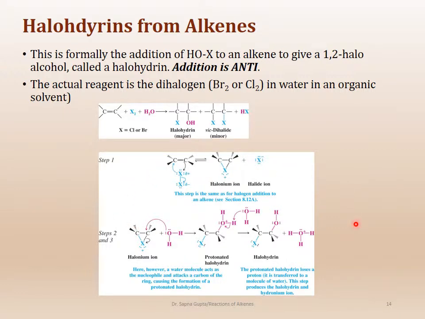And halohydrin formation tells you also that when you're trying to do halogenation, try not to have any water there in case you don't want any halohydrins. So it also tells you the reactivity of your alkenes. In some cases you may want to make this, but in some cases you may not want this. So in those cases you have to be careful not to have any water when you're doing any halogenation.